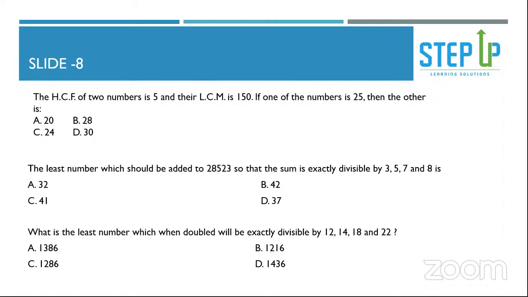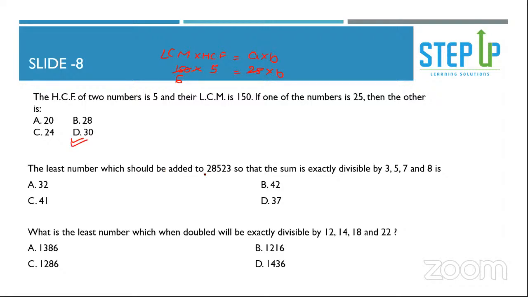Okay, so HCF of two numbers is 5 and their LCM is 150. If one of the numbers is 25, then the other number is what? Like I told you yesterday, if you remember this, LCM into HCF is equal to the product of two numbers, then you could have done this orally. 5 into 150 is equal to 25 into B, right? So 25, 1, 25, 6. 6 into 5, 30 is the answer, right?